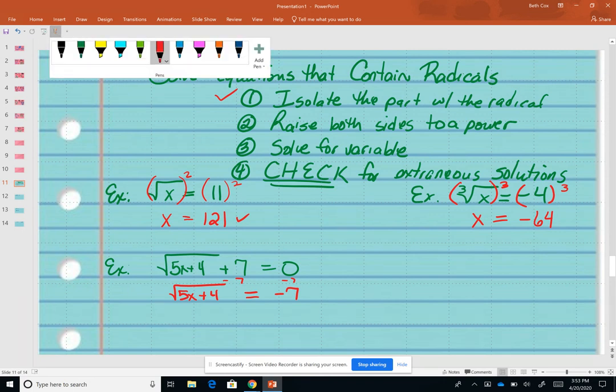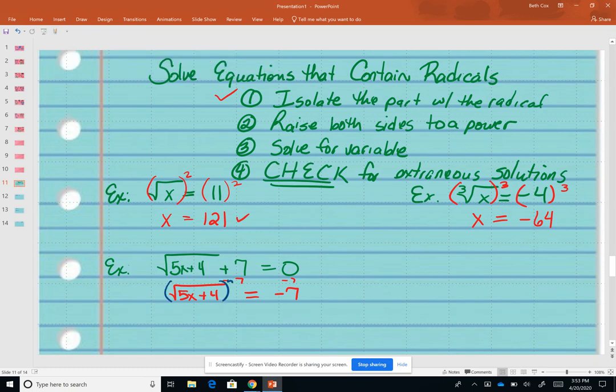And now I'm going to be able to raise both sides to a power. I had to do that subtract 7 first. So let's raise that side to the second power and this one to the second power because we're doing a second root. That gives me 5x plus 4 is equal to 49. Now when I start to solve this, we'll subtract 4 on both sides. I get 5x is equal to 45. Divide both sides by 5 and I get x is equal to 9.